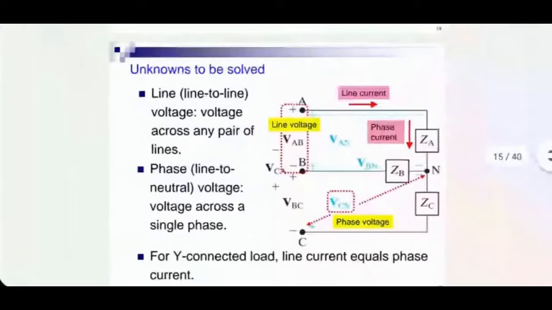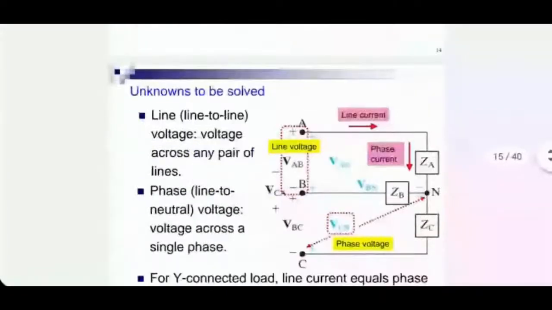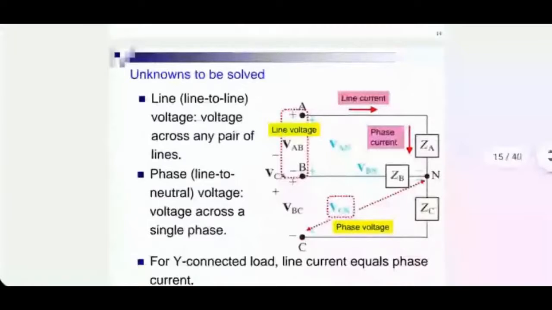Line-to-line voltage is voltage across any pair of the two lines. That means between A and B, between B and C, and between C and A. They have phase shift, but their magnitude is supposed to be the same in a balanced system. Phase voltage, of course, is line to neutral voltages, VAN, VBN, VCN. For Y-connected load, it is obvious that line current and phase current are the same. Whatever is coming out of the individual generators, the same current is going through the lines. But the voltages are different. We showed last time that the line voltage is square root of 3 multiplied by the phase voltage. I'm talking magnitudes, right?